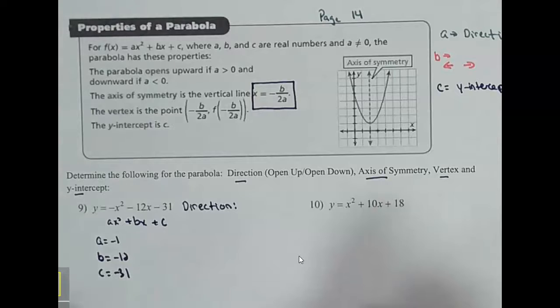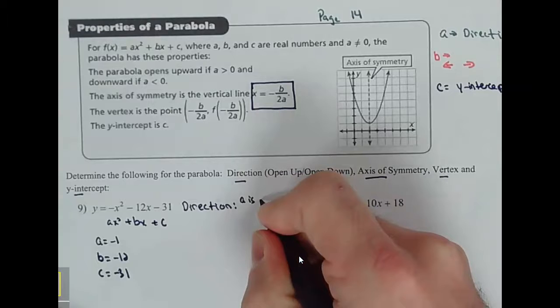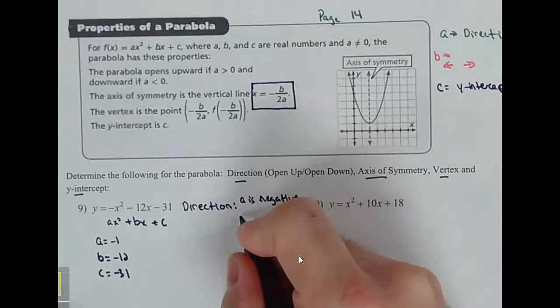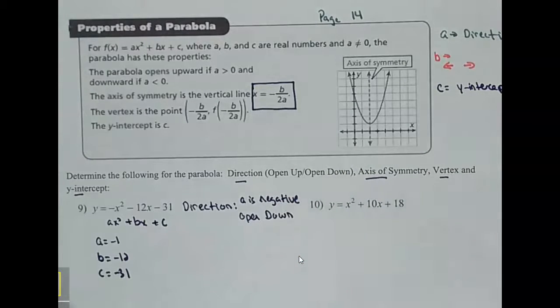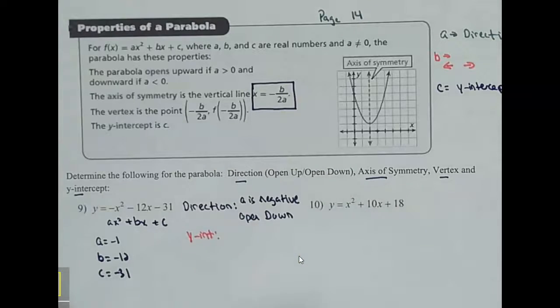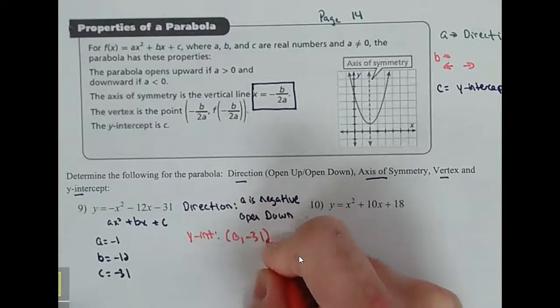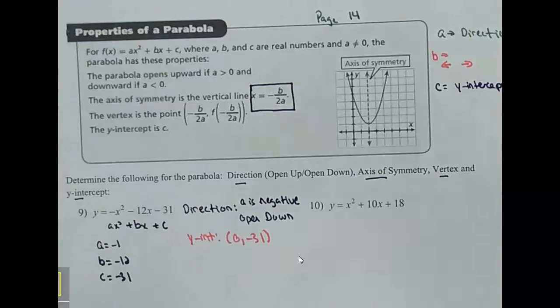Our direction is based off a. In this case, because a is negative, I know that my parabola is going to open down every time. If a is negative, the direction of the parabola is going downward. Another thing that's easy to identify is the y-intercept. The y-intercept is your c value. In this case, it's 0, negative 31. Just keep this in mind, guys: with the y-intercept, if I plug 0 in for x, that's the x value, and then the y value is what's left over.